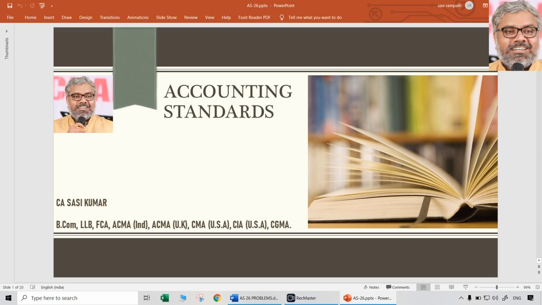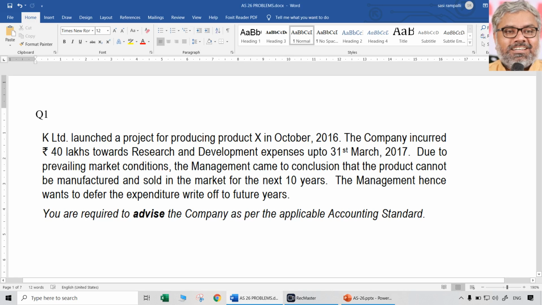Now let us solve some of the problems related to AS26 which were given in ICAI material and some of the RTPs earlier and some of the past examination questions also. Let us discuss those problems of AS26 one by one. Look at question number 1.